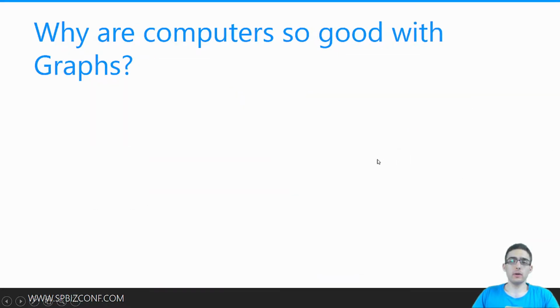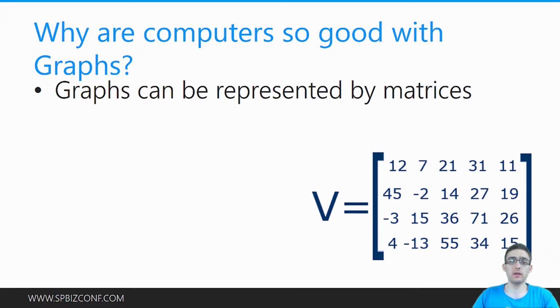One of the questions you might be asking yourself is why are computers so good with graphs? That's because graphs can be very easily represented by matrices. The reason why computers are so good with playing with matrices is because when you want to add two matrices together, you just have to do whiles or loops or things like that, and computers are very, very good at doing very simple operations, but a lot of times.